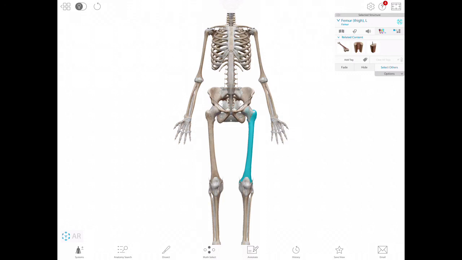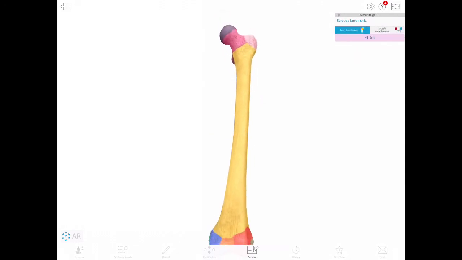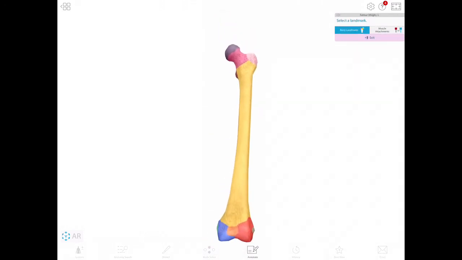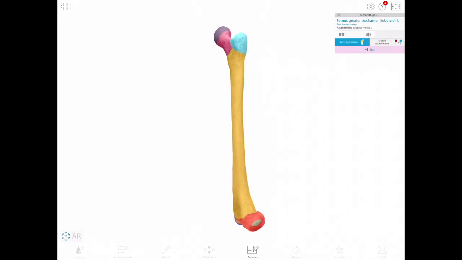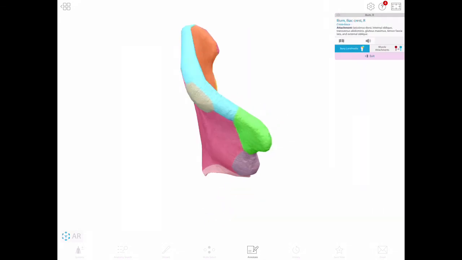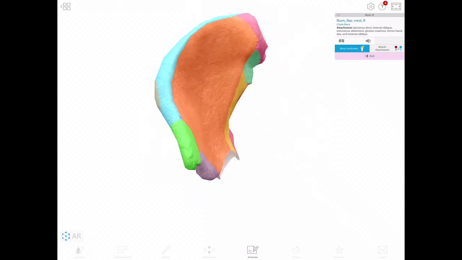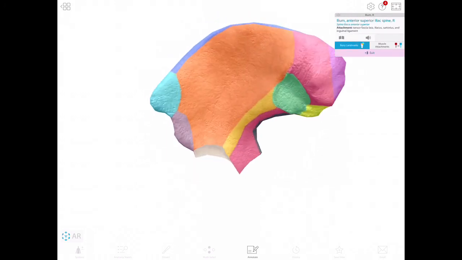Let's take a look at the femur up close. Can you guess where the greater trochanter of the femur is? That would be right there. Here we have the ilium. Up on top, that would be the iliac crest of ilium. And this pointy little thing is the anterior superior iliac spine. And underneath that is the posterior superior iliac spine.